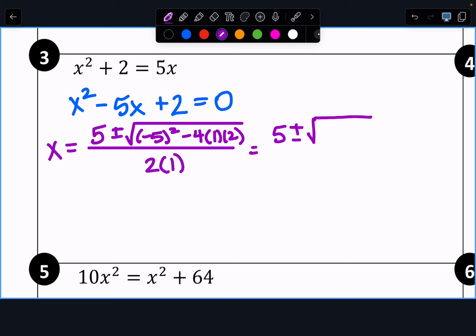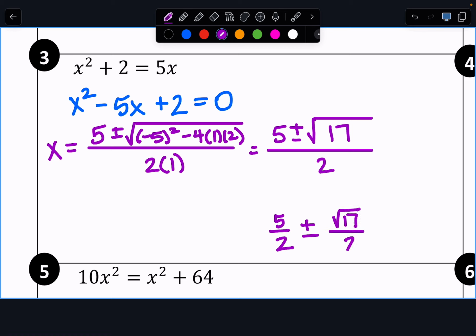What do we end up getting under the radical? 17. So we have 25 minus 8. So we get 17. Okay. So we have 5 divided by 2 plus or minus 1 times the square root of 17 divided by 2. Okay. We were never going to be able to factor that because we have irrational solutions. Okay. They're real. We can plot them. They're just kind of ugly.